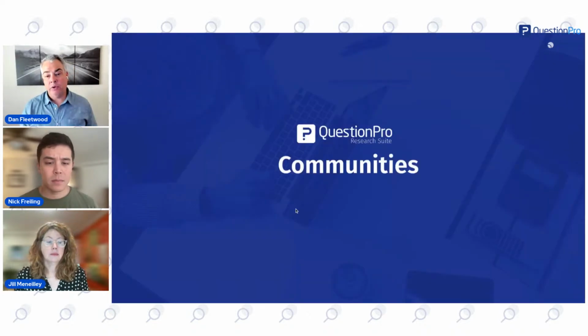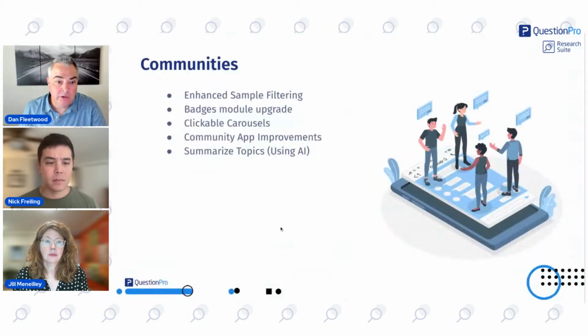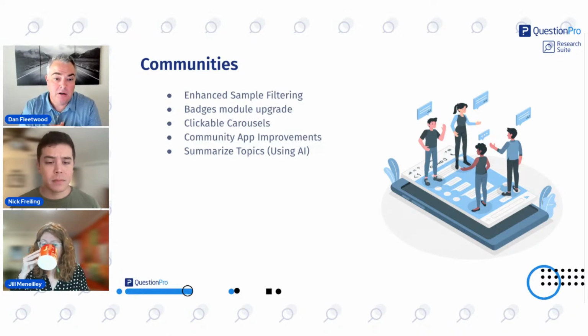And I just want to talk about a few of the things that we're doing on communities and what we're leveraging there. So we've worked on some enhanced sampling filtering, some badges module upgrade to help out with engagement, clickable carousels to help out with really leveraging external links inside of the member portal and helping you drive traffic to those. And then community app improvements. I see the app as a big differentiator for us. And this is something that we've been continuing to leverage improvements here. And then to summarize topics, as I mentioned, I'll talk a little bit more about this, but this is essentially using AI here.